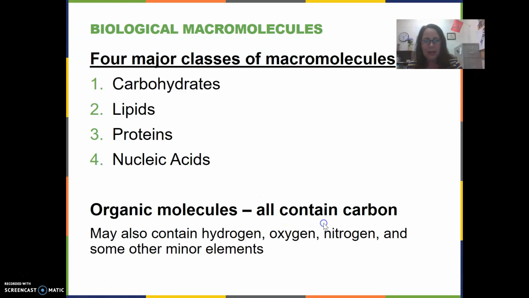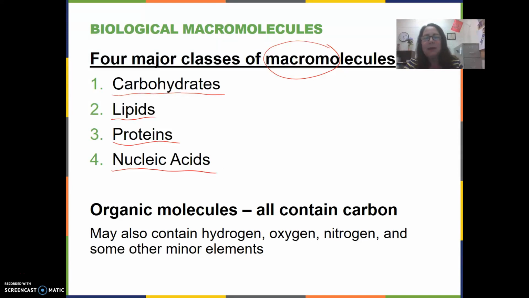And this kind of overlaps a little bit with nutrition. You'll recognize the macros: carbohydrates, lipids, which are your fats and oils, proteins, and then nucleic acids, which is your genetic material.